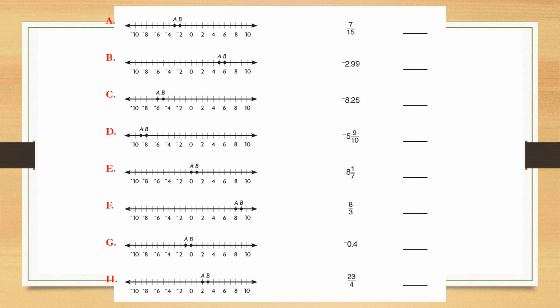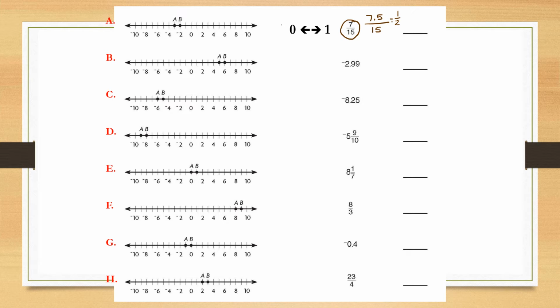So let's take a look at our first number, 7/15. I know that half of 15 is 7.5. So 7.5 out of 15 would equal 1/2. We don't normally put decimals and fractions together, but for comparison purposes, I'm doing that now. 7/15 falls between 0 and 1 on the number line.